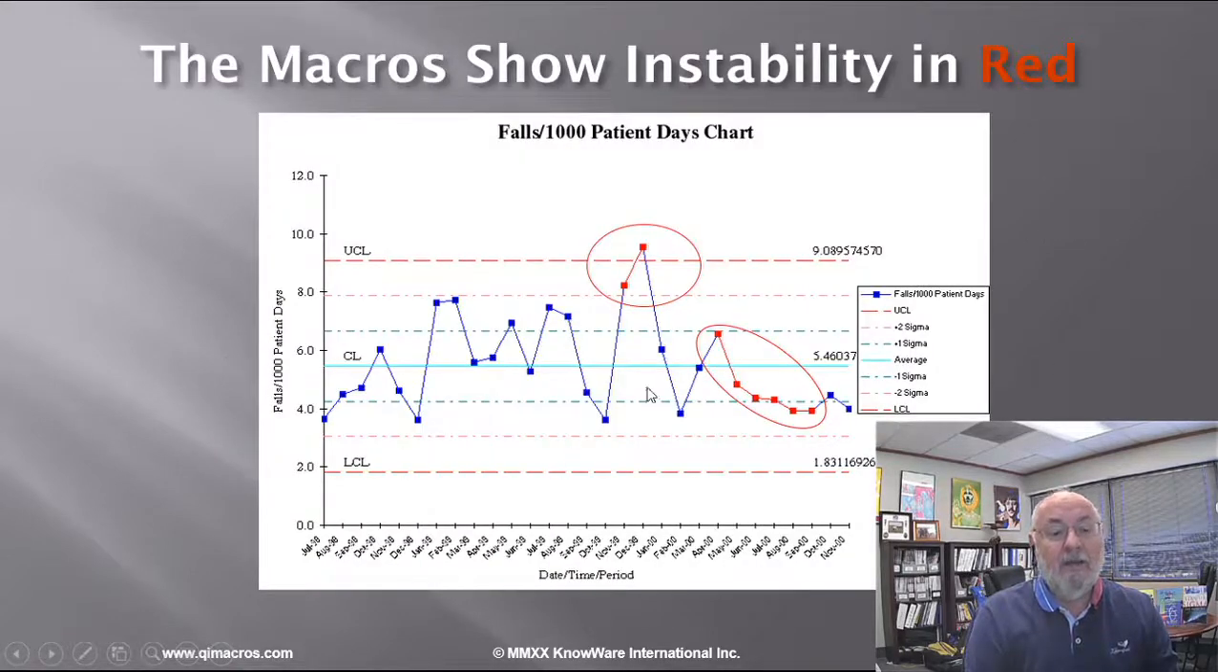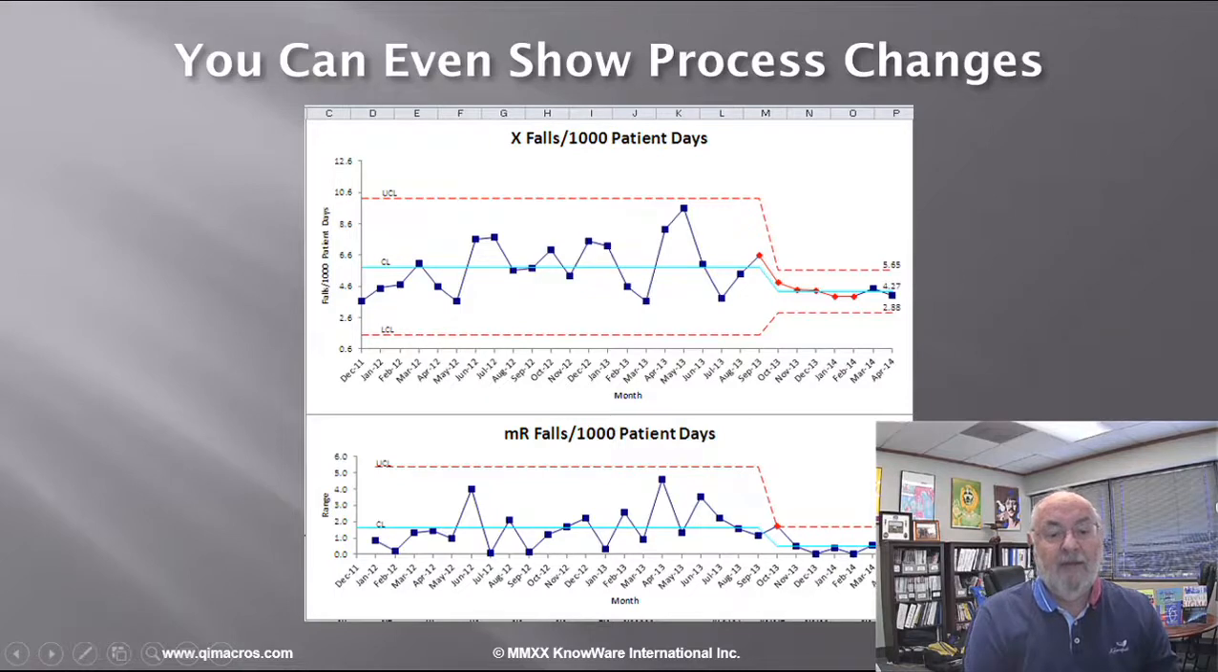Once you start doing control charts and we start showing you any out of control conditions, then you can do a little root cause analysis. Well, why was this high? What's happening here? That was an improvement project, right? And you can show process changes. I showed you how to do that as well, and that process change wizard will do that automatically.